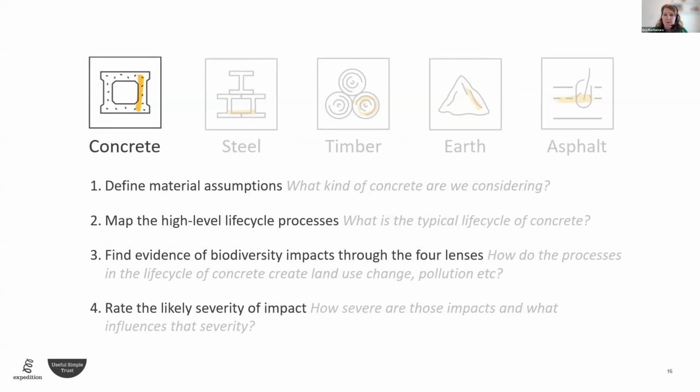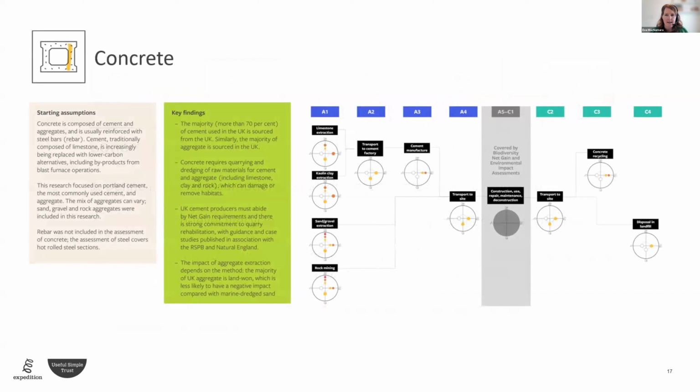And for each material, concrete, steel, timber, earth, and asphalt, we took the following steps. We defined material assumptions, mapped the life cycle, found evidence through those 4 UN key pressure lenses, and rated the severity of the impact. And for that, we used a biodiversity impact expert to help us. We then gathered the results into a diagram which describes the impact across the life cycle and summarised the assumptions of our research and key findings for each material.